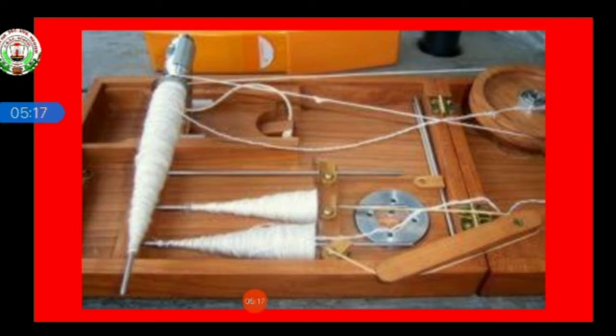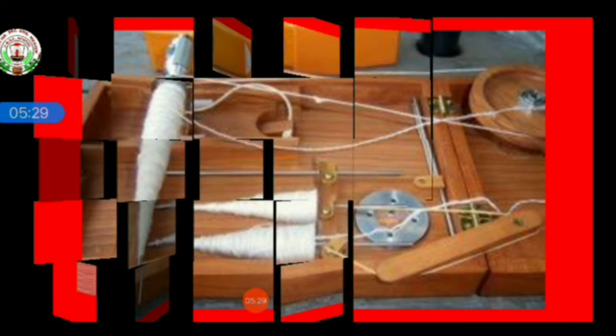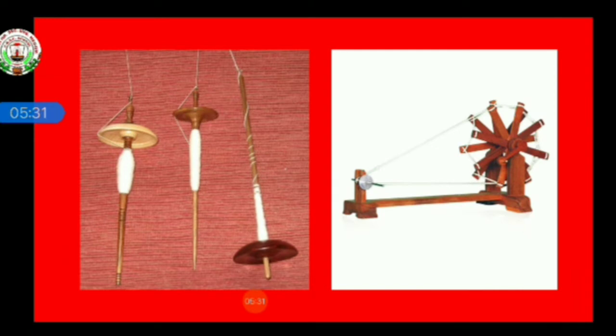This is the hand spindle. You can see it here. With the help of this hand spindle, people are weaving the clothes, and making fabrics or clothes. This is the hand spindle as well as the charkha in the picture.